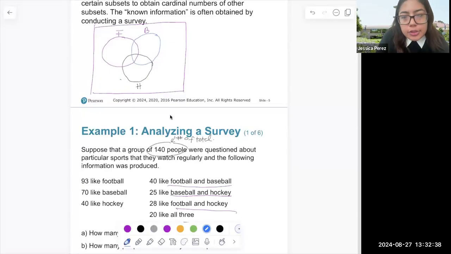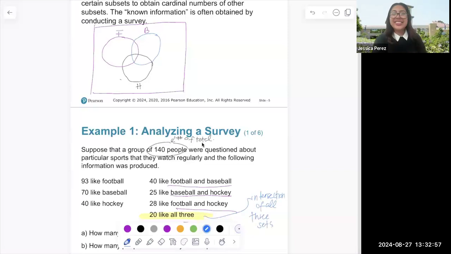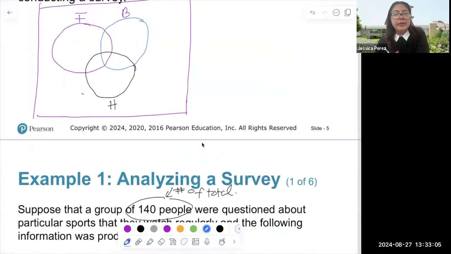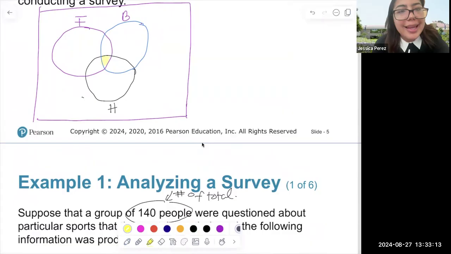So 20 like all three. This is where we always begin, the intersection of all three sets. Football, baseball, and hockey are sets, so F, B, and H. So 20 like all three. I'm going to go in my Venn diagram and highlight the intersection of all three of them. All three colors match in this area. So that area is 20.